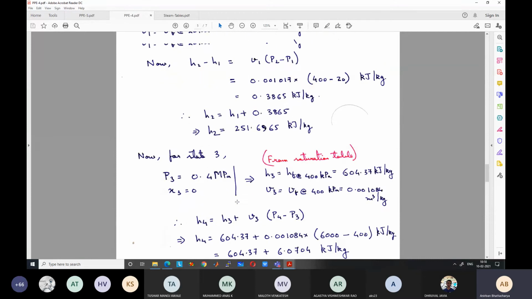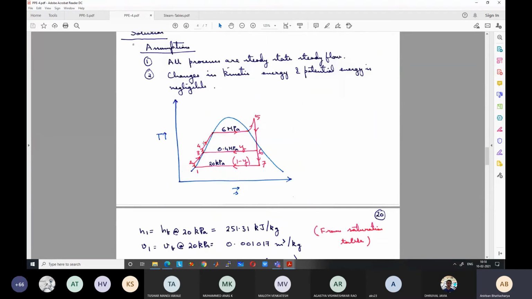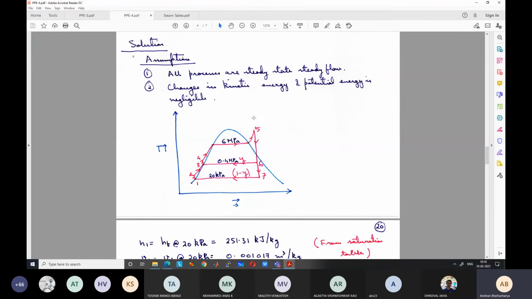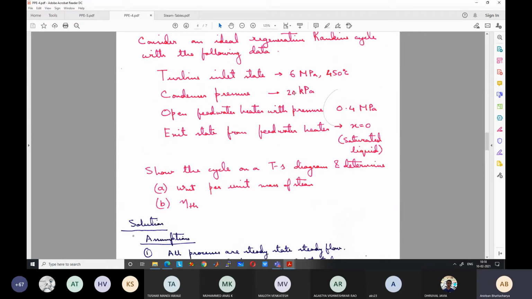So up to point 4 we have found 1, 2, 3, 4. Now point 5. What are the given conditions for point 5? We need two independent parameters to fix the state of point 5. So what is the pressure at point 5? It is 6 MPa. What else is given for point 5? The temperature is given.